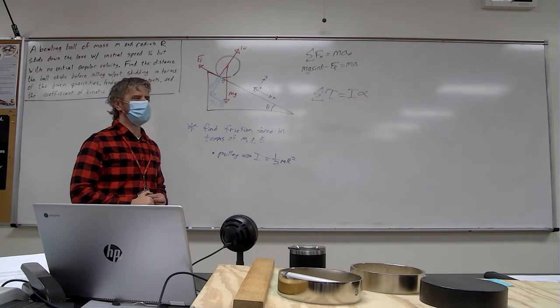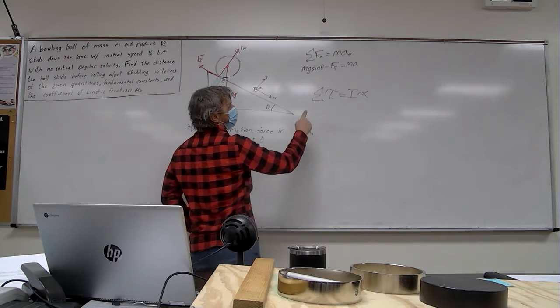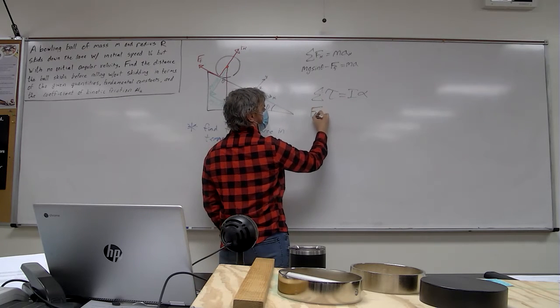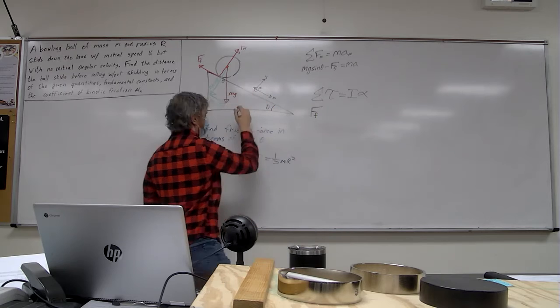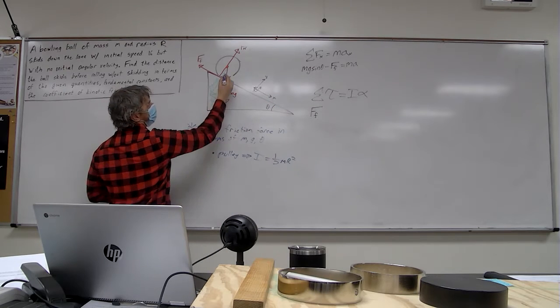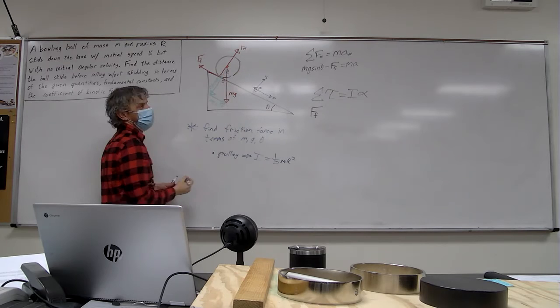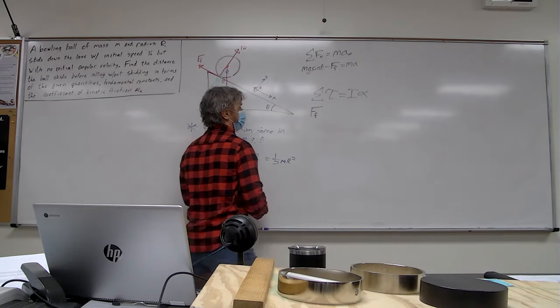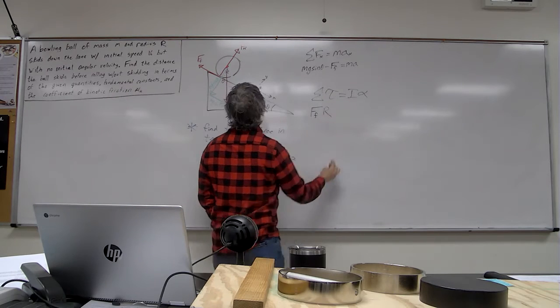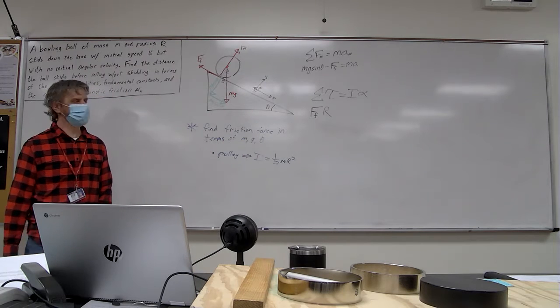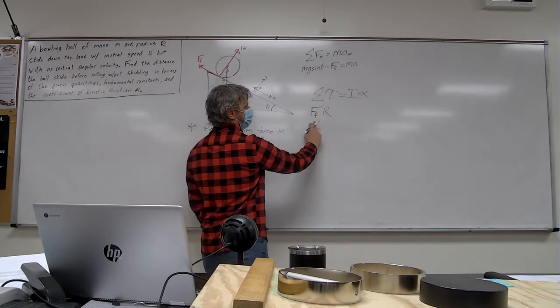So the torque here is due to the friction force, so it's going to be the friction force times the lever arm, which is drawn from the axis of rotation to the point at which the force is applied, and that has length r, times the sine of the angle between those. What's the angle between those? 90. What's the sine of 90? 1. So it's just this.